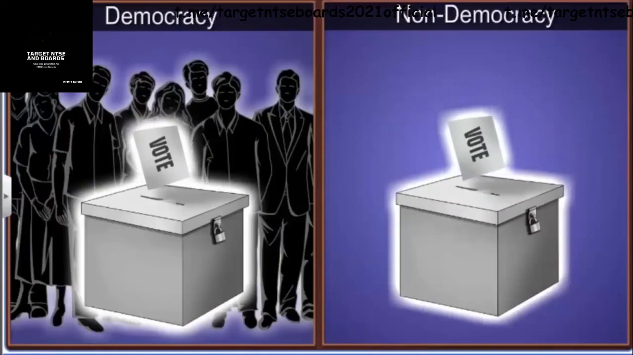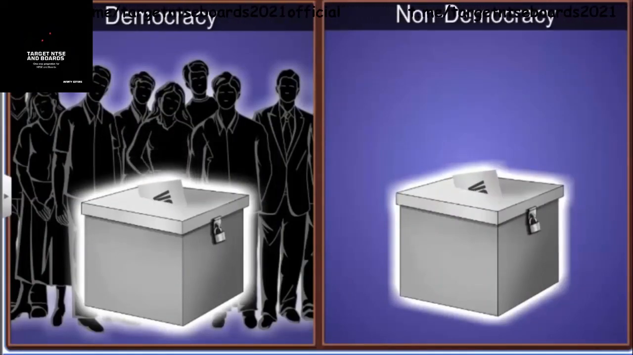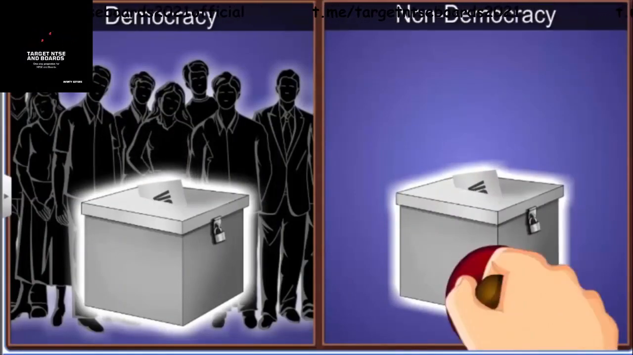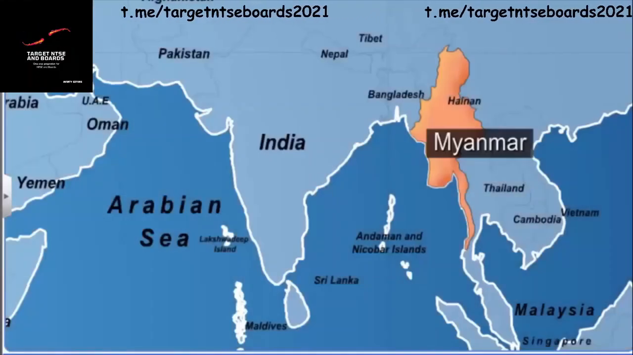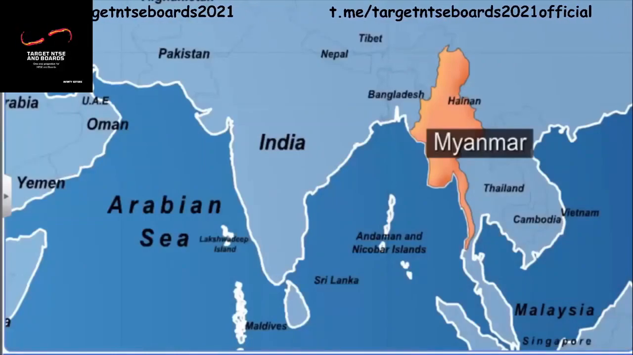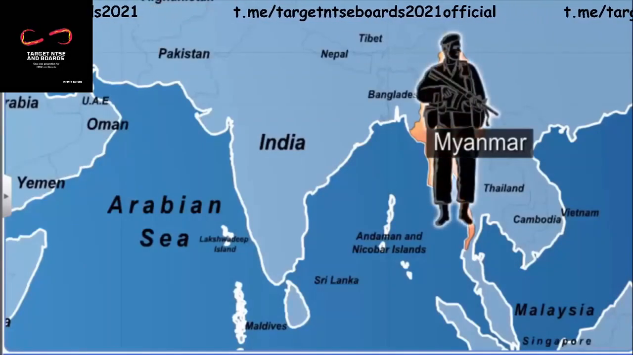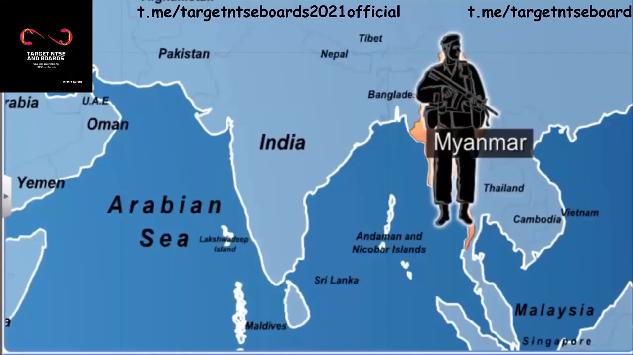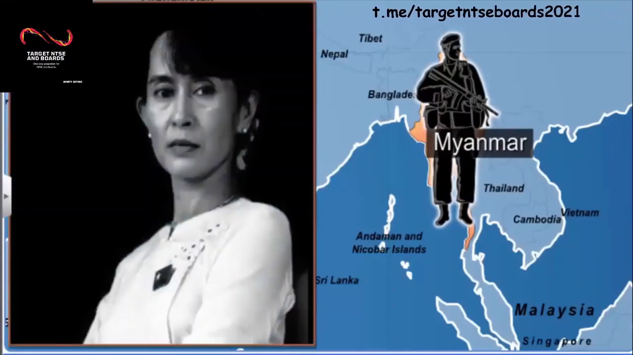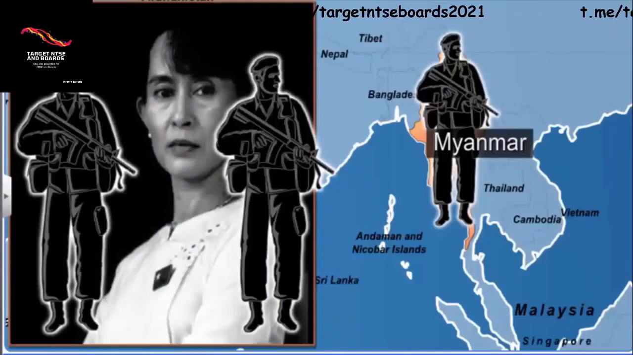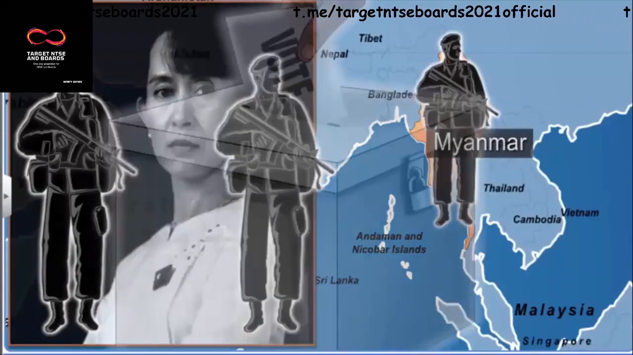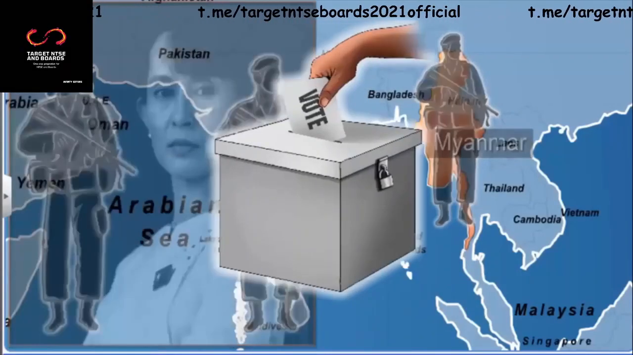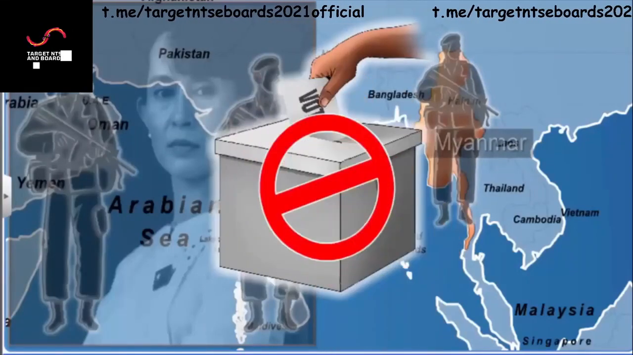From this simple definition, you can clearly distinguish democracies from non-democracies. For example, we know that Myanmar is being ruled by the army. That is, those who are in control of the army are making the decisions for the country. The people of Myanmar have not elected these rulers. This clearly shows that Myanmar is not a democracy.